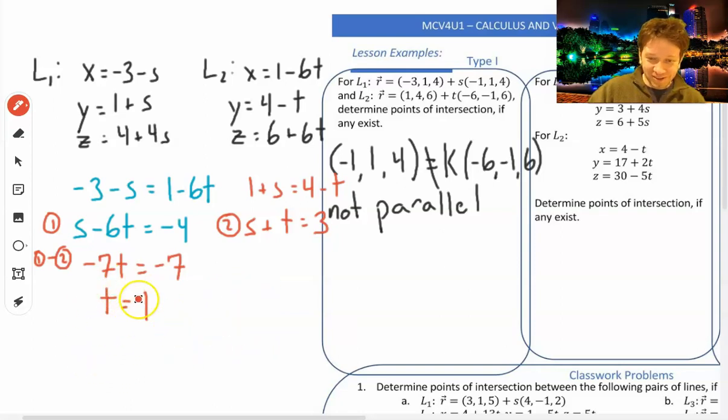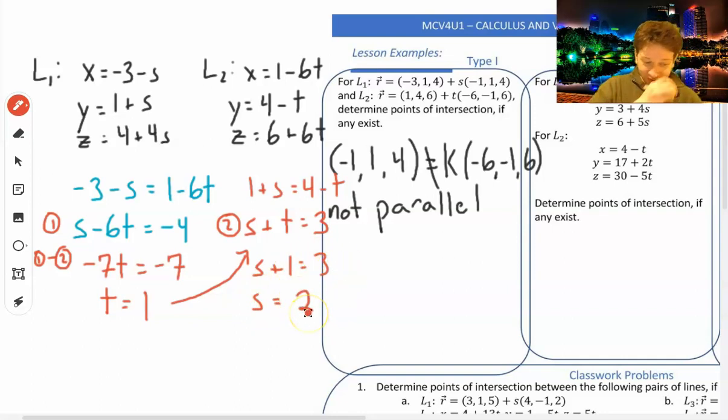All right, so now that we know that t equals 1, you guys have done this all before. You can substitute t equals 1 into equation 2. And we'll have s plus 1 equals 3. So s just equals 3 minus 1, which is 2. All right, so we have a value for s and t.